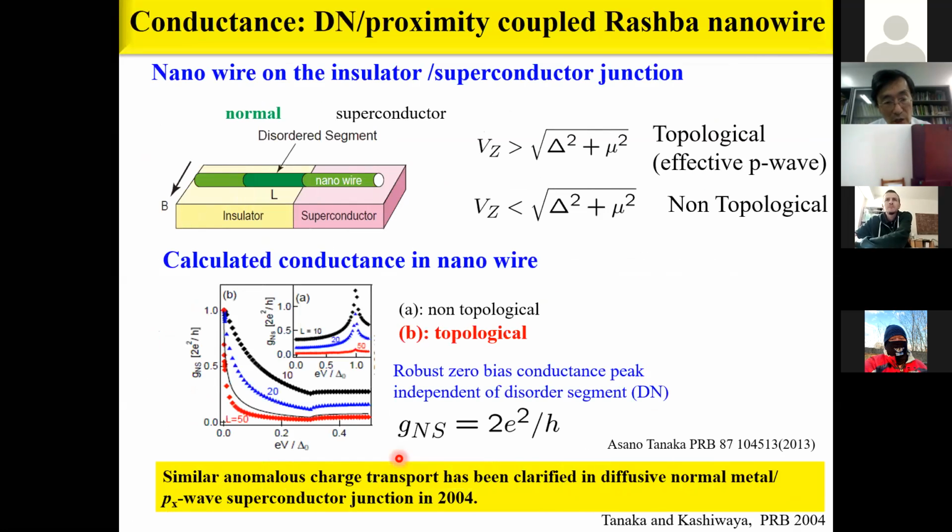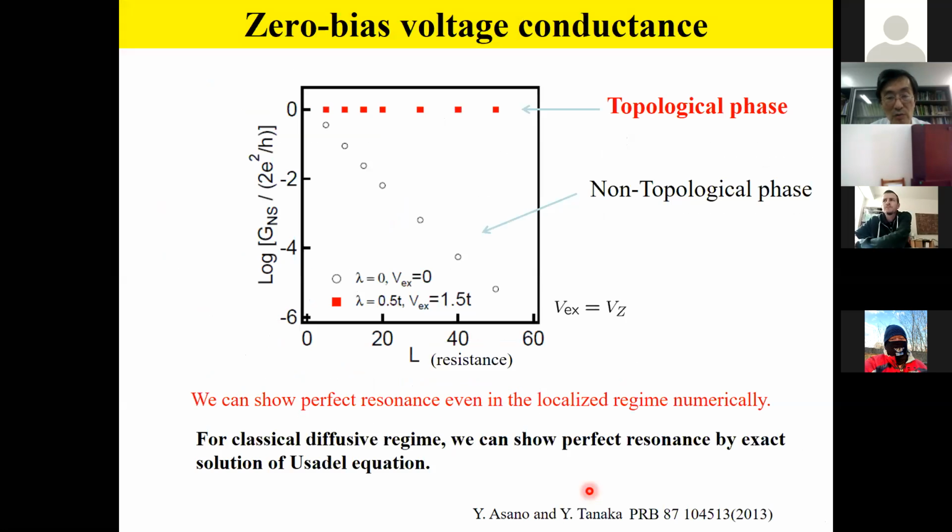On the other hand, let's look at the calculated conductance in the nanowire. Only in the topological regime does it have a zero bias conductance peak. The important point is that just at zero voltage, it's completely quantized. A similar anomalous charge transport has been clarified in a diffusive normal metal attached to a spin triplet P-wave superconductor. Actually, we have checked that in the topological regime, with the increase of the length, this value is completely quantized. On the other hand, in the non-topological regime, it changes like that.